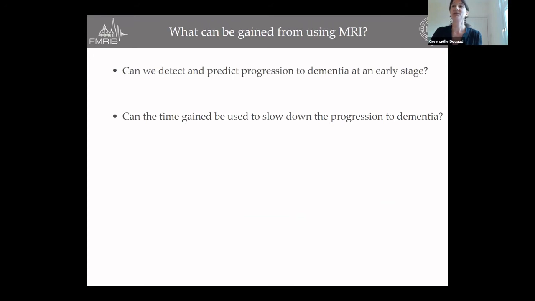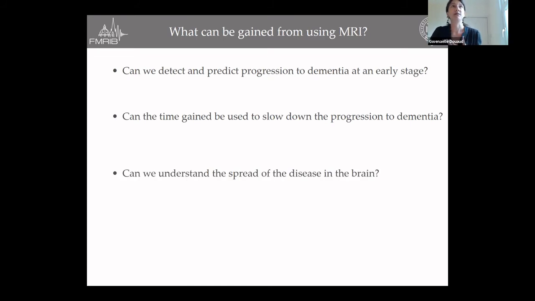So what can we gain from using MRI? I hope I will be able to answer four questions today. First of all, can we detect and predict the progression to dementia at an early stage? I've just explained why it is so important, and Sana really did a great job at that as well. But if we can detect very early on people who will go on to progress to dementia, can the time be used to slow down the progression to dementia?